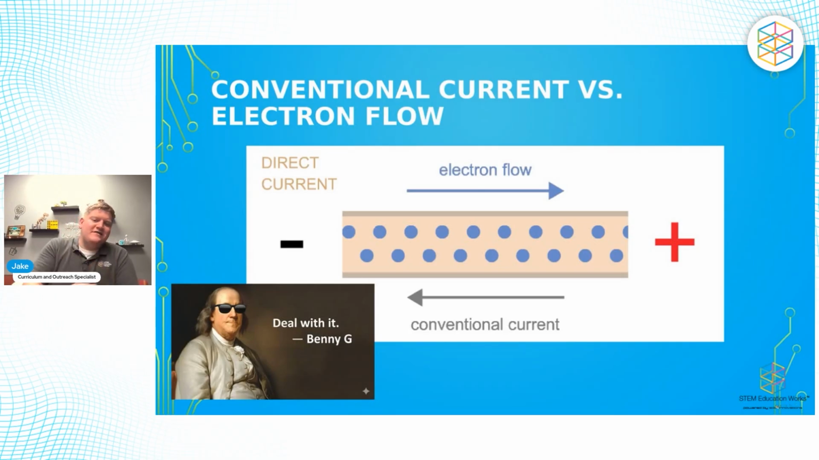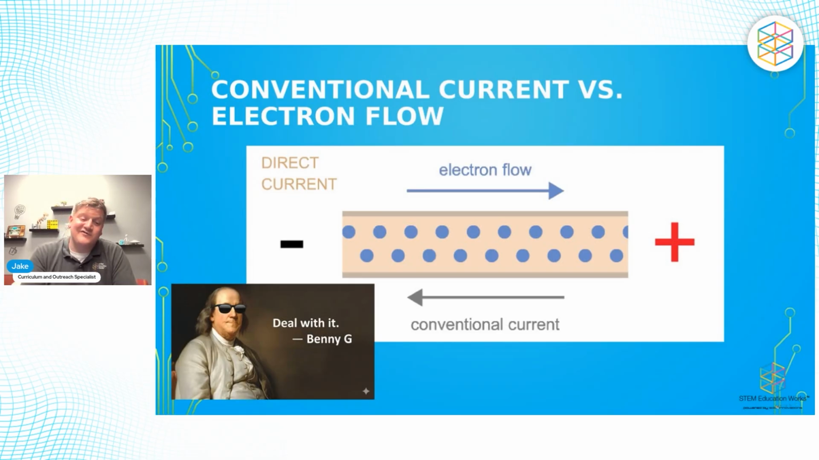Now, one thing to keep in mind when it comes to circuitry, when we talk about the direction of current in a circuit, we're talking actually about the movement opposite to the movement of the electrons. So what that means is when we refer to the direction of current in a circuit, we will have it go this way, but the electrons, in fact, are going the opposite way. So why is that? That's pretty confusing, right? Well, you can thank Benjamin Franklin down there in the bottom left corner, Benny G, as I like to call him. Benjamin Franklin wearing his sunglasses, saying deal with it.